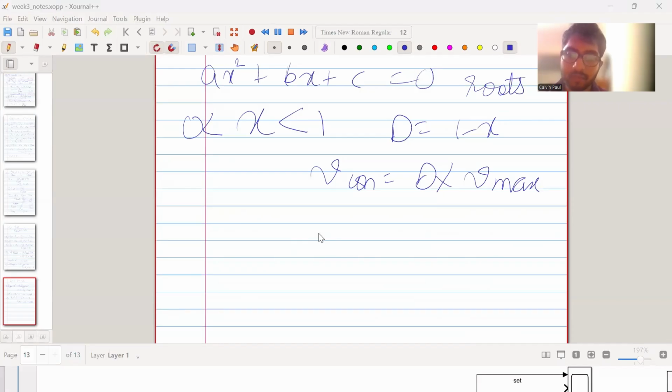Okay. Just 1 minute. Let me see why my MATLAB is not showing. Is it running?